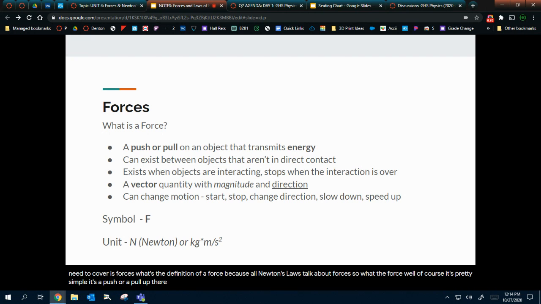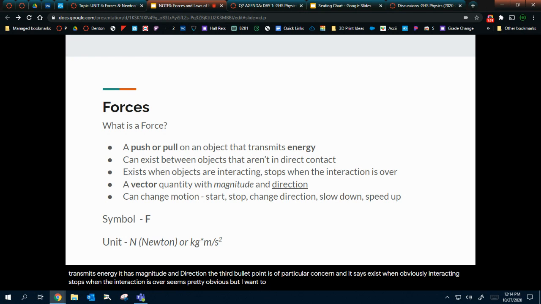Up there it lists different things that you should know about these forces. Again, the whole point is that it's a push or a pull that transmits energy. It's a vector, that means it has magnitude and direction. The third bullet point is of particular concern, and it says it exists when objects are interacting, stops when the interaction is over. That seems pretty obvious.